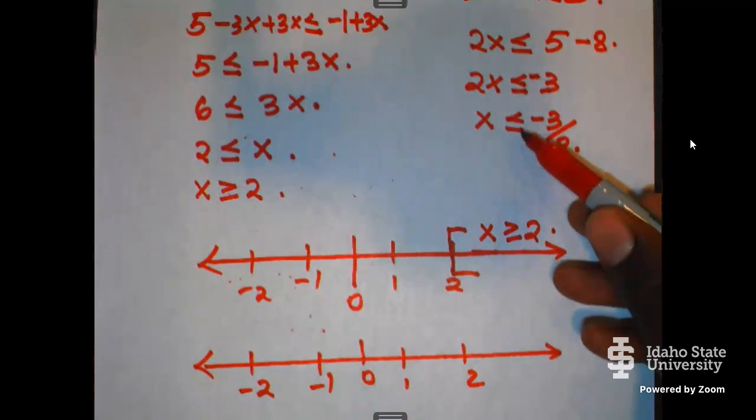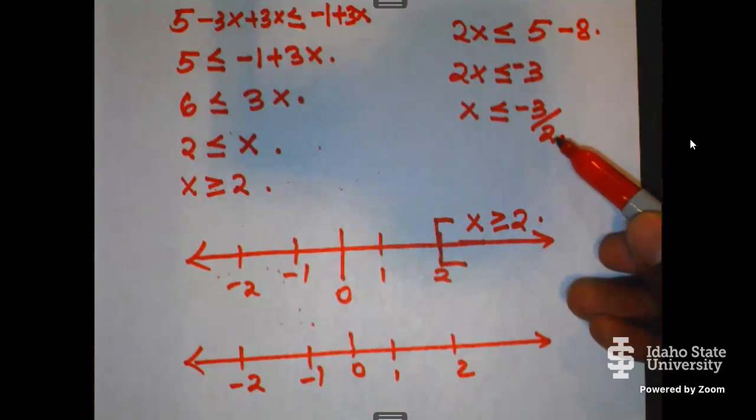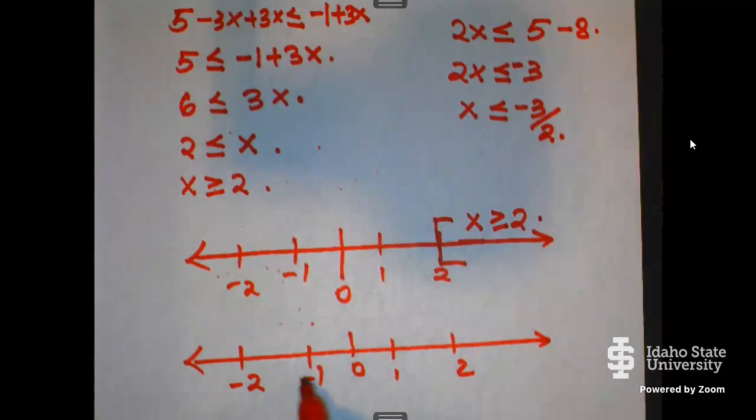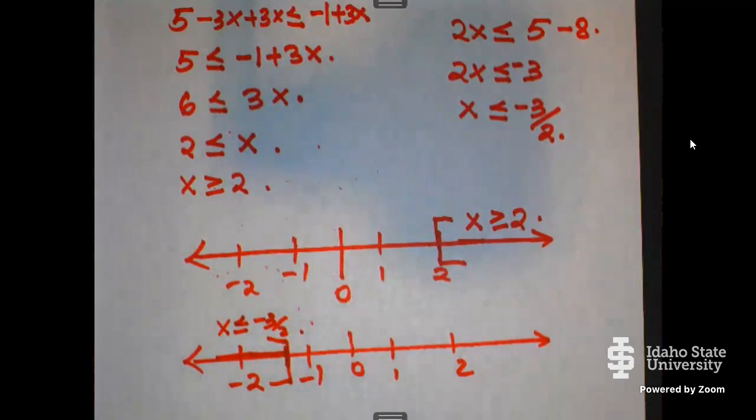Then here, x is less or equals to minus 3 over 2. So it's minus 3 over 2, so here, right? Somewhere there, right? So where will that go? Which direction? The negative direction, right? So it will be like that. So x is less than that. So this is x less or equals to minus 3/2.